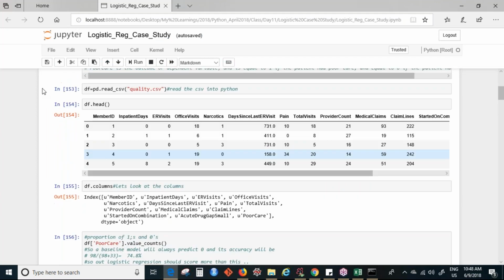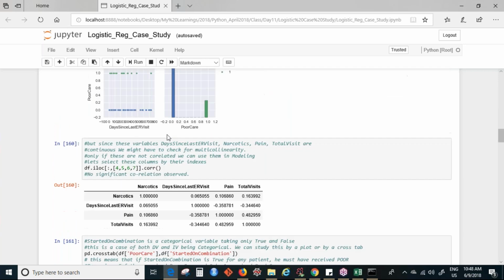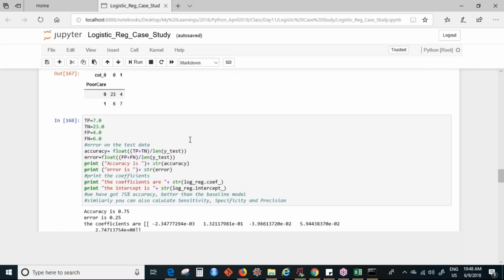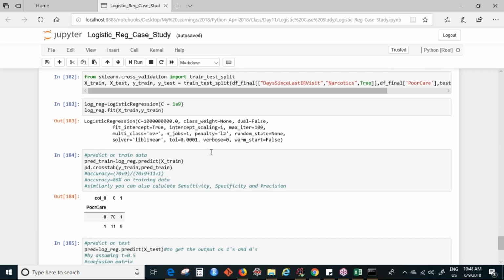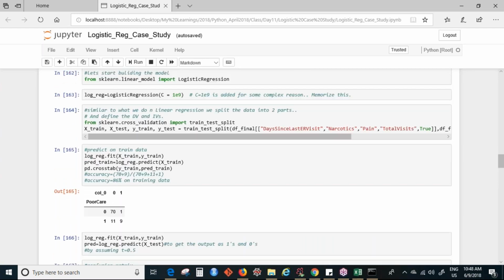So this is a case study which I'll be giving to you as homework, so I'll not go into the details. I'll directly jump and show you how a model is run in logistic regression. This ROC curve, we will talk about tomorrow, but let me show you how we run a simple logistic regression model.